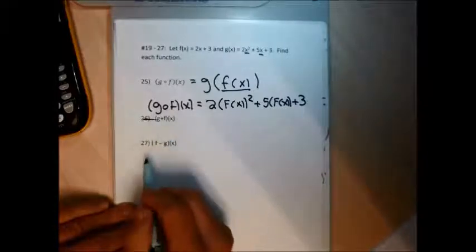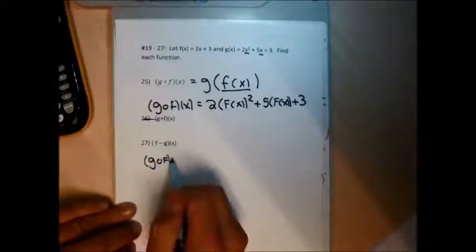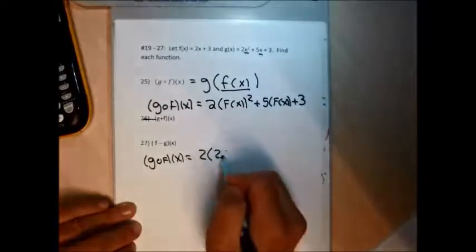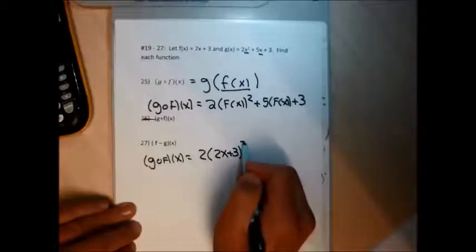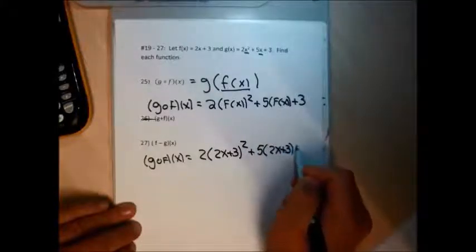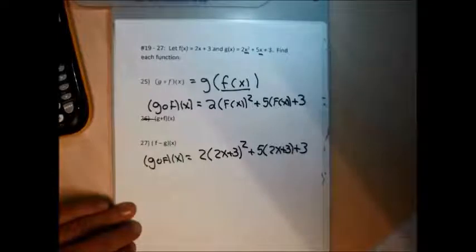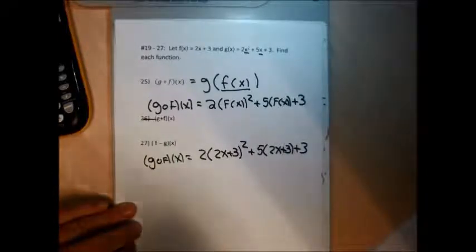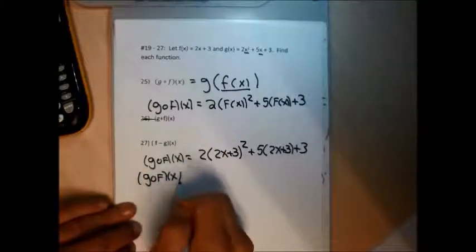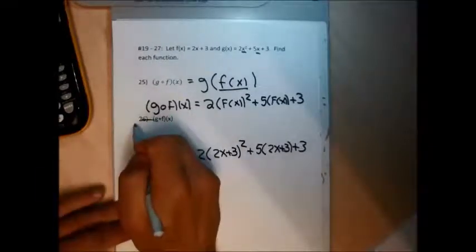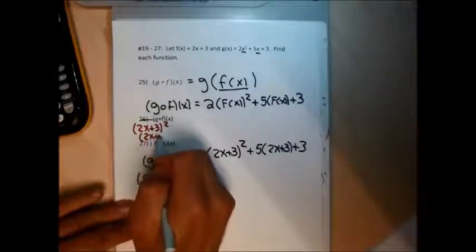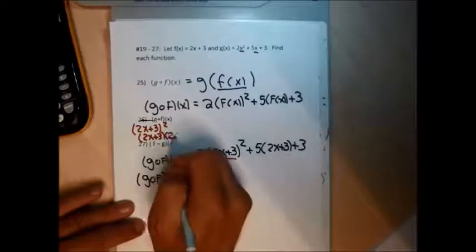And now I'm going to do g composed with f of x equals 2, and now I'm going to replace the f of x with 2x plus 3. So times 2x plus 3 squared plus 5 times 2x plus 3 plus 3. Ugh. Now order of operations gets important. I should do exponents first. So g composed with f of x. The first thing I should do is 2x plus 3 squared. And 2x plus 3 squared means 2x plus 3 times 2x plus 3.